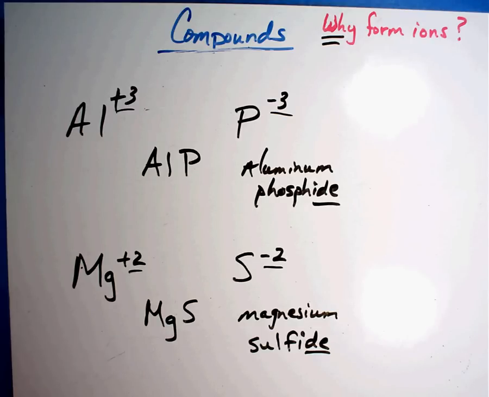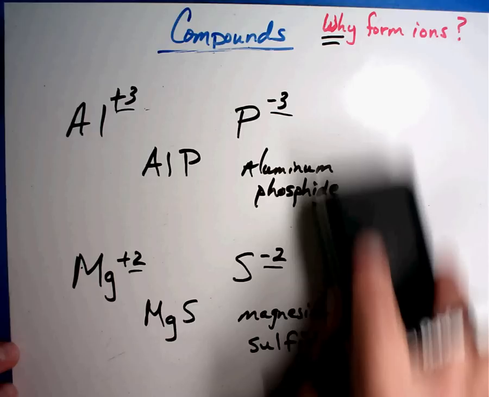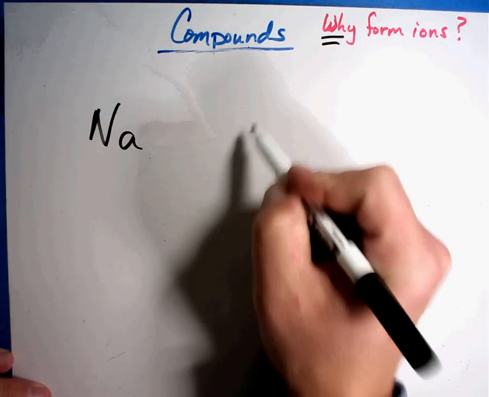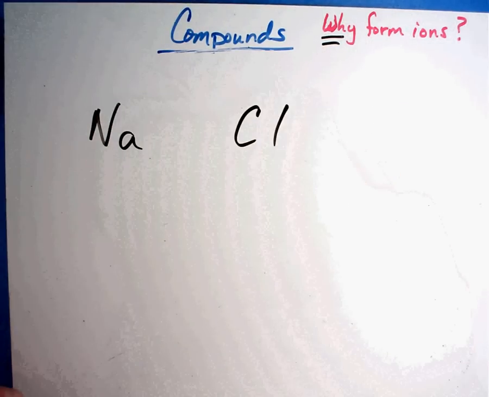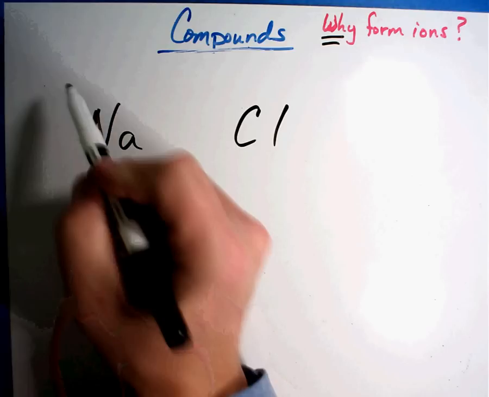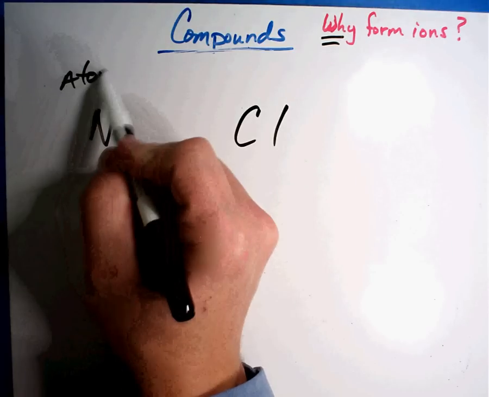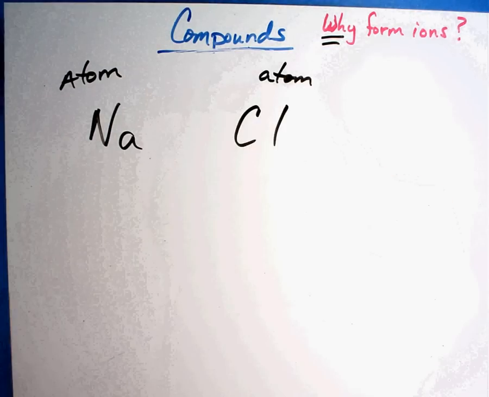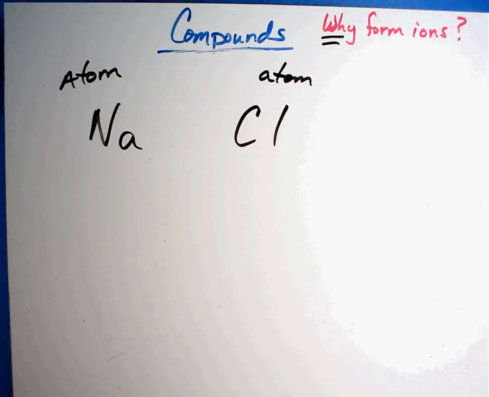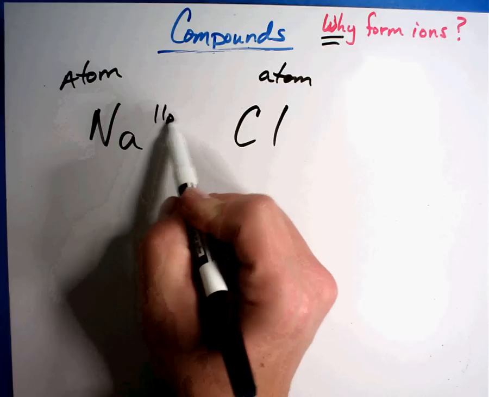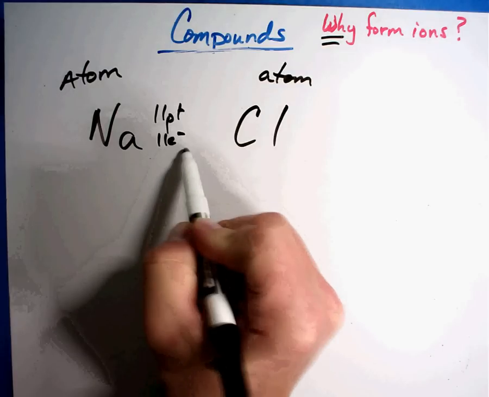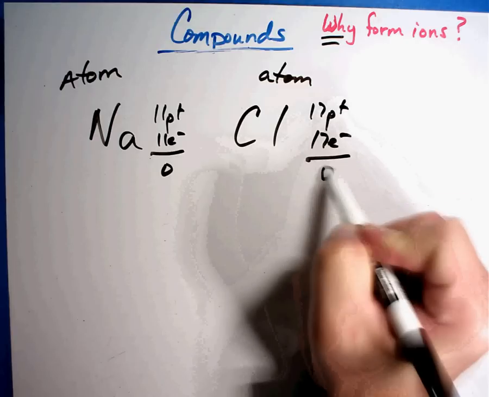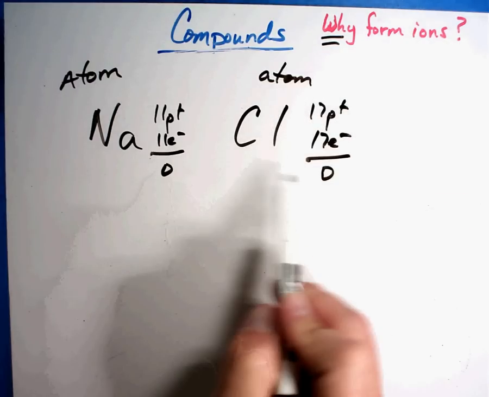Let me say one other thing quickly. Let's look at an example real quick of the original again, Na and Cl. Now listen to the words I use very carefully. If I told you had a sodium atom and a chlorine atom, nothing will happen. Here's why. This guy's 11 protons, 11 electrons, neutral. 17 protons, 17 electrons, neutral. Does a neutral attract to a neutral?